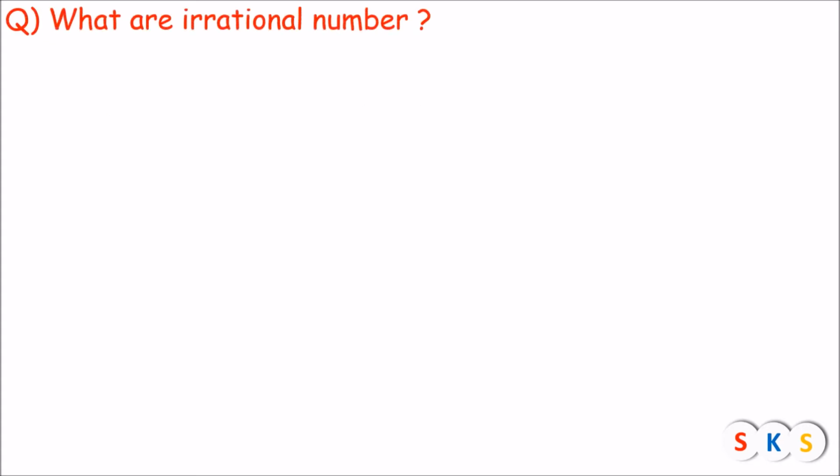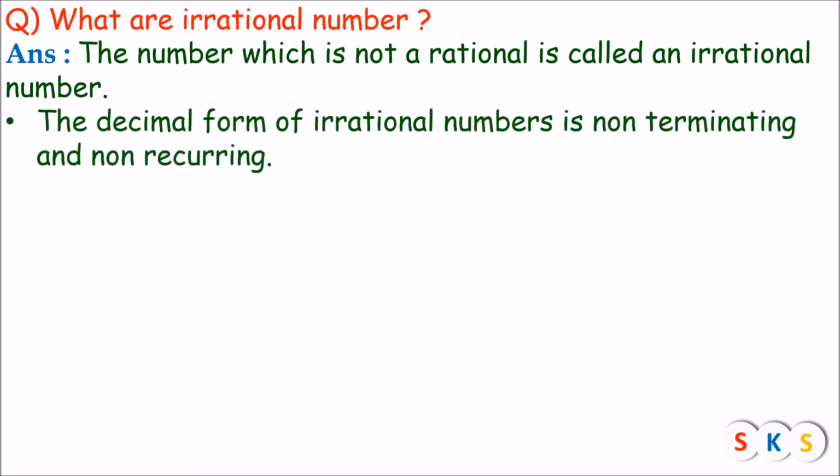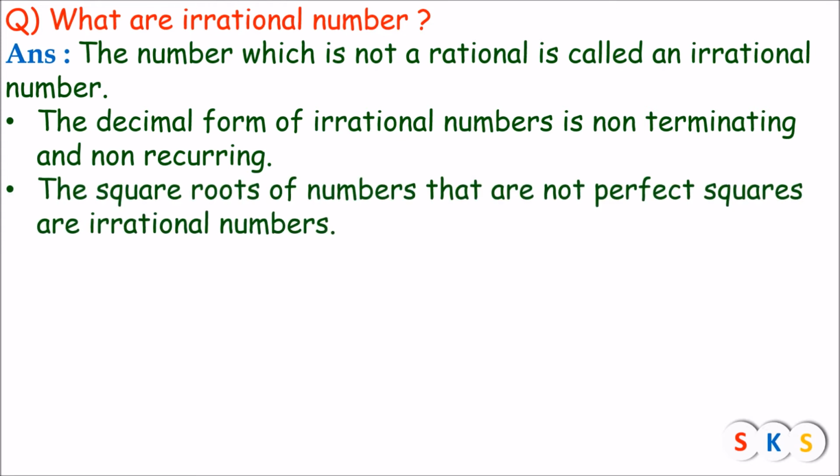What are irrational numbers? The number which is not rational is called an irrational number. It means if the number is not in the form of m upon n, then the number is known as an irrational number. The decimal form of an irrational number is non-terminating and non-recurring. The square roots of numbers that are not perfect squares are irrational numbers. Let's see some examples.